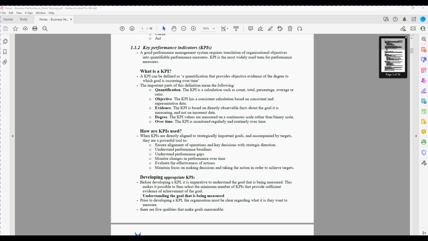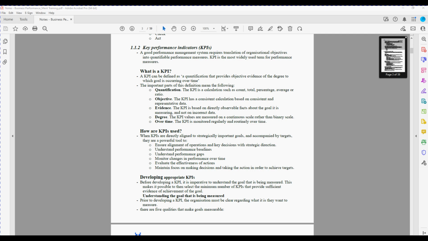So the important parts of this definition include quantification. So how are we actually quantifying this? Because it needs to be calculated. So it can be in the form of a number, could be a percentage, could be a count, an average, or a ratio, but it needs to be in the form of a quantification. So it can't be like, culture is up based on feedback from team. No, it needs to be a specific number. NPS score is 70, down from 75 the previous month.